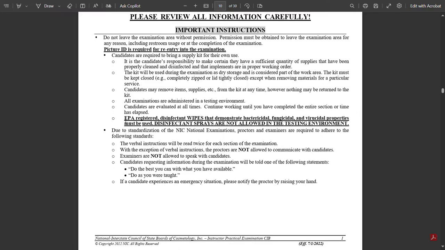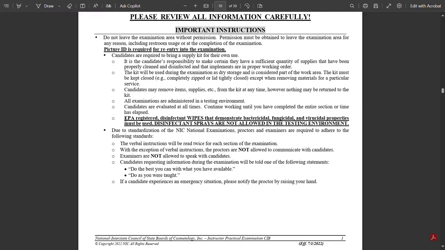So this has changed recently. If you took your exam years and years ago, you may have been able to use a disinfectant spray. Now they are requiring EPA registered disinfectant wipes. So it has to be wipes, not spray. And it has to be wipes that demonstrate bactericidal, fungicidal, and virucidal properties. So this needs to be a hospital disinfectant wipe, not just your regular Clorox or Lysol wipes that you have in your house, because those are household disinfectants. These need to be hospital disinfectants.